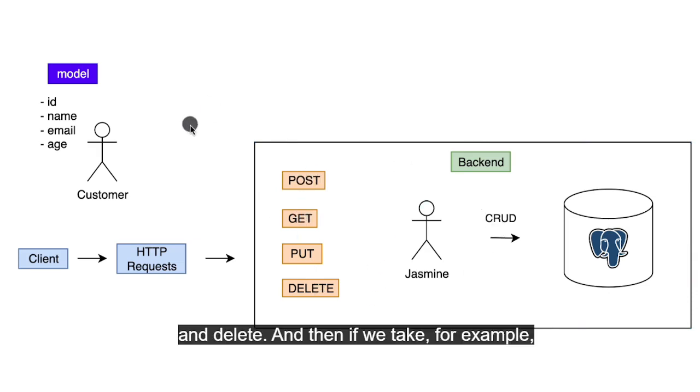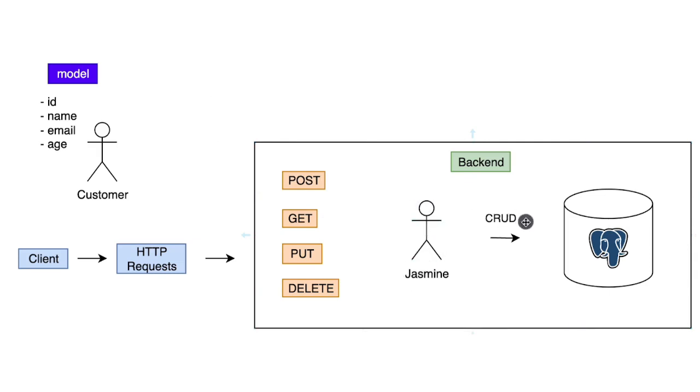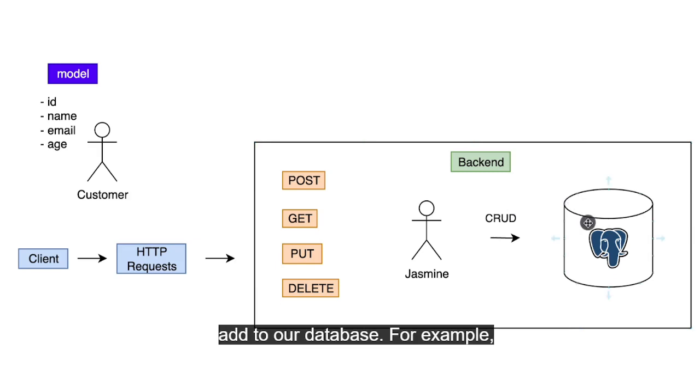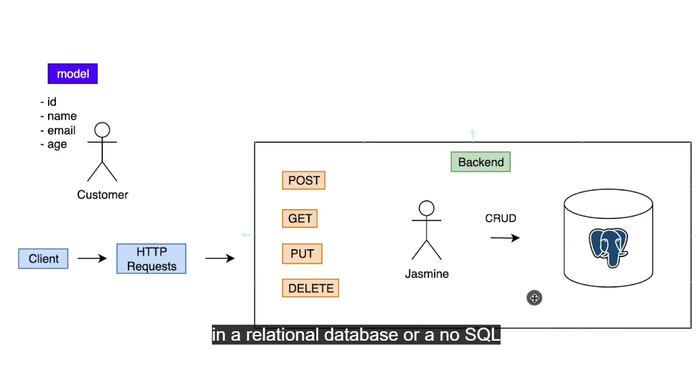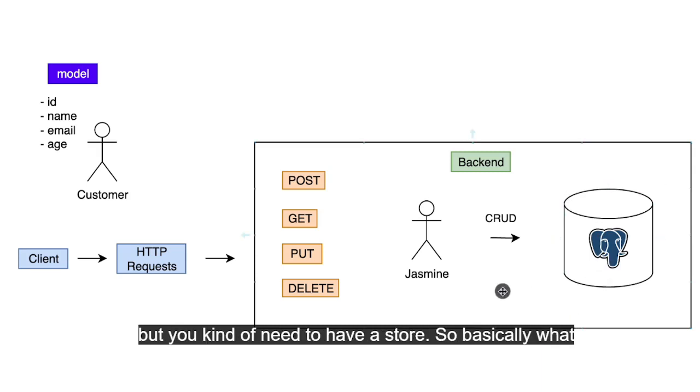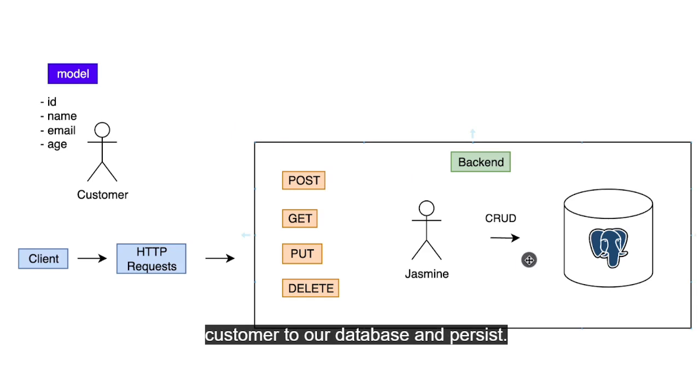And then if we take, for example, Jasmine in here, she's a customer that we want to add to our database. So often when you build APIs, you want to store data, and usually you store it in a relational database or a NoSQL database or in memory, which I don't advise. But you need to have a store. So basically what we want to learn is how we're going to add a customer to our database and persist it.